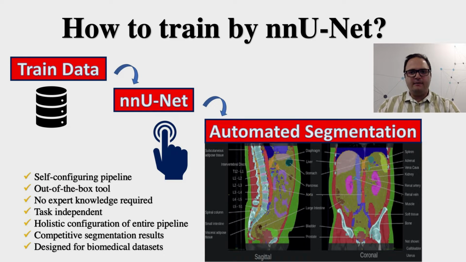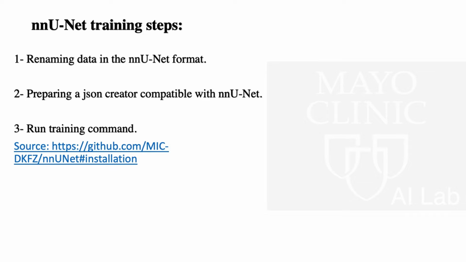If you didn't see episode 1, check that out. That was about nnU-Net installation, and this episode is about a quick start on training a segmentation task with nnU-Net. To have a smooth nnU-Net training, we need to do 3 main steps. The first one is renaming data in the nnU-Net format, and then preparing a JSON creator file compatible with nnU-Net, and finally running the training command.